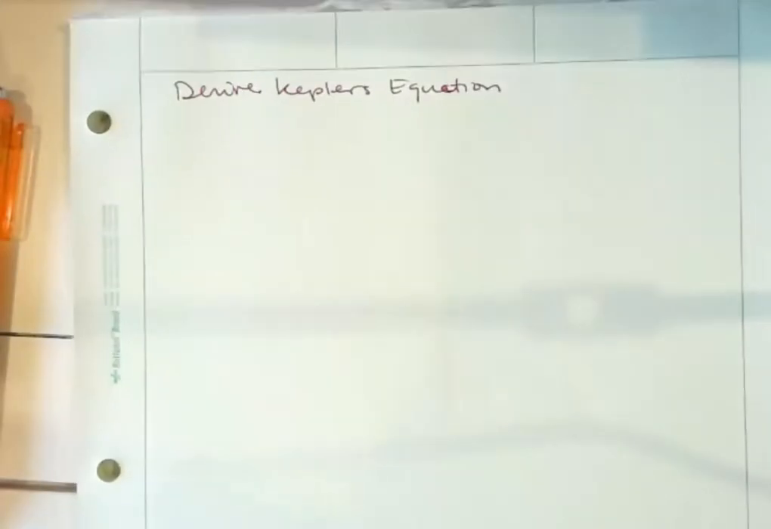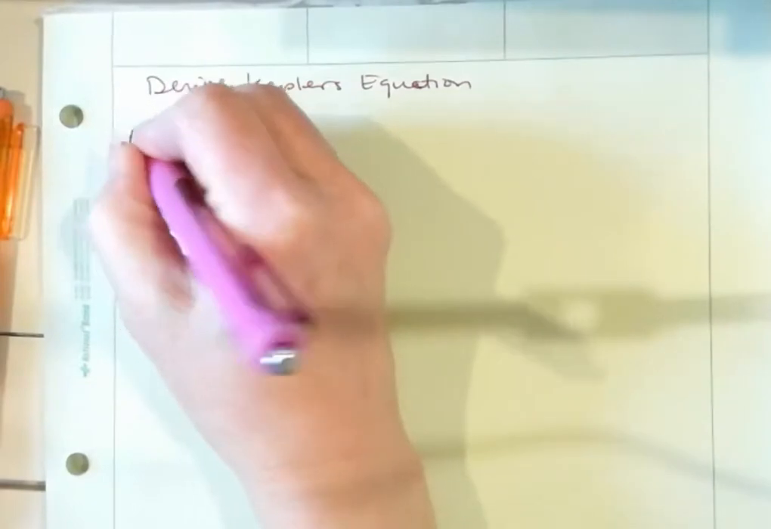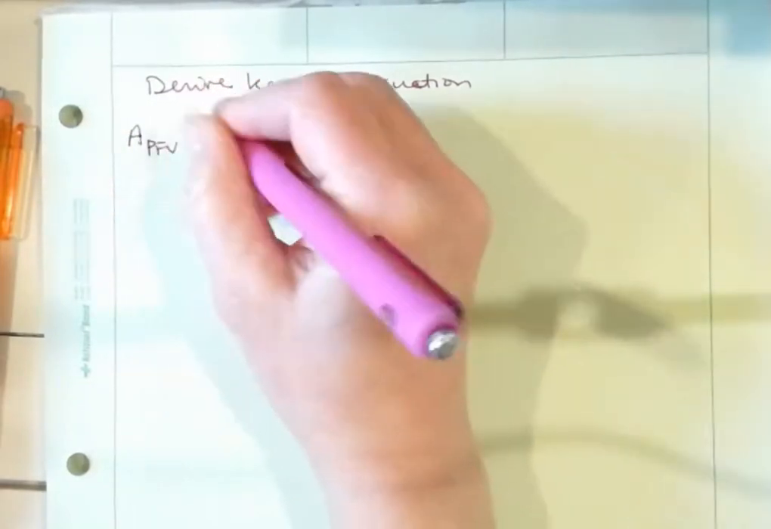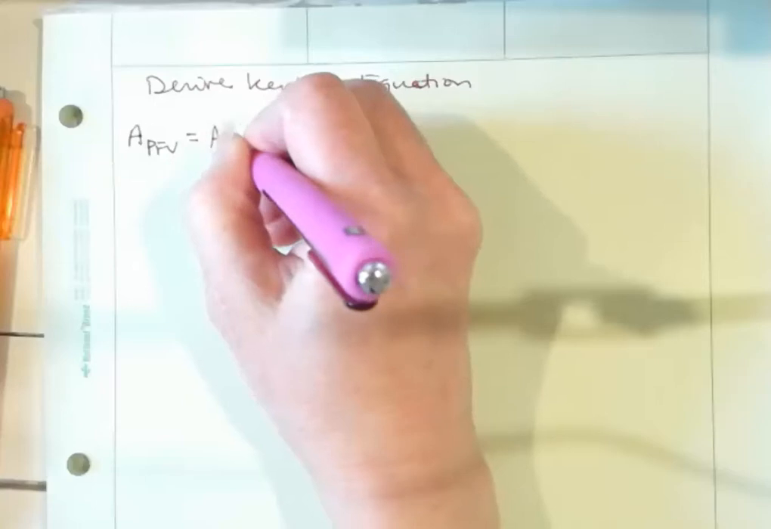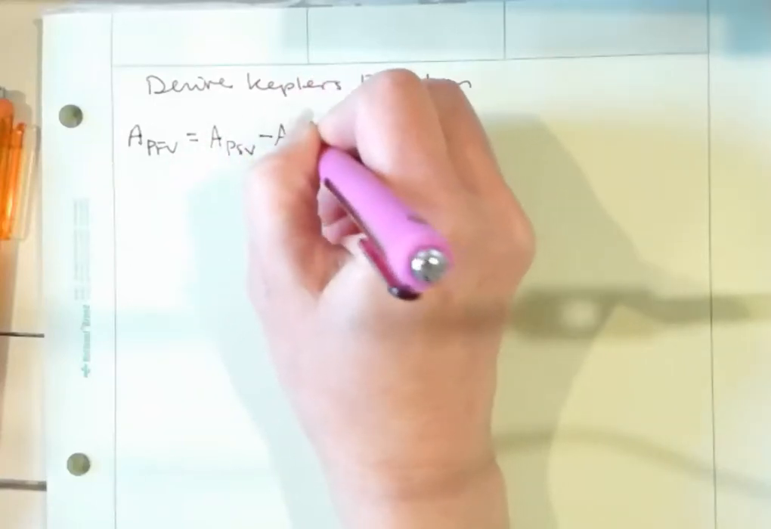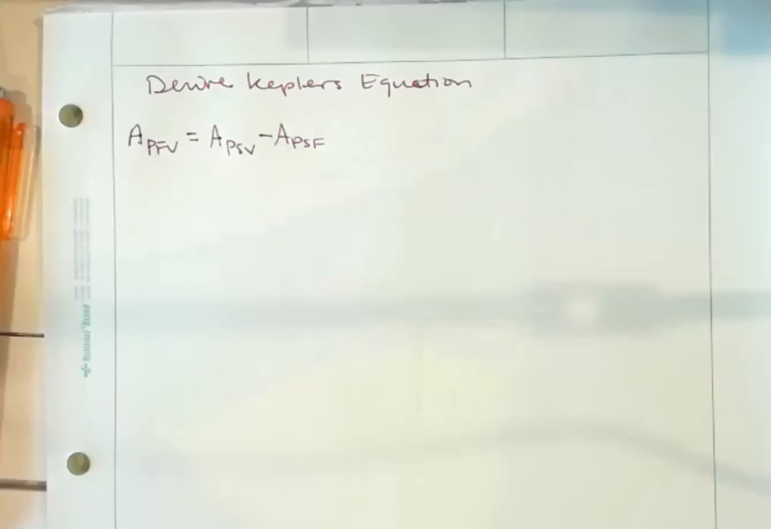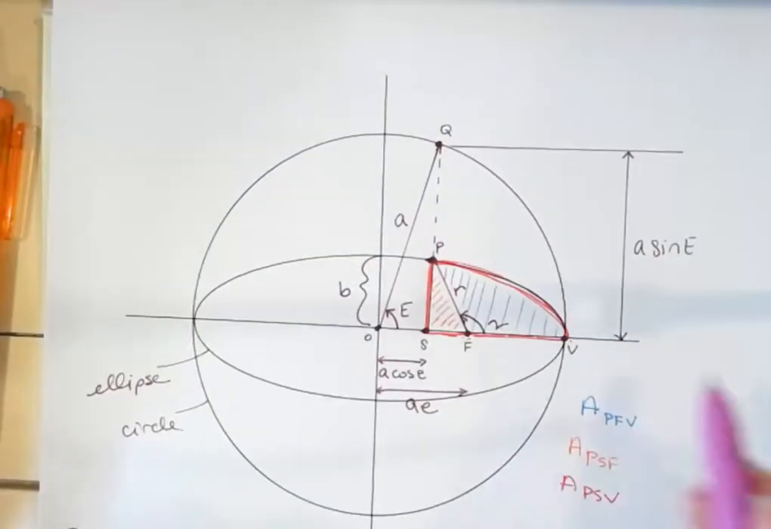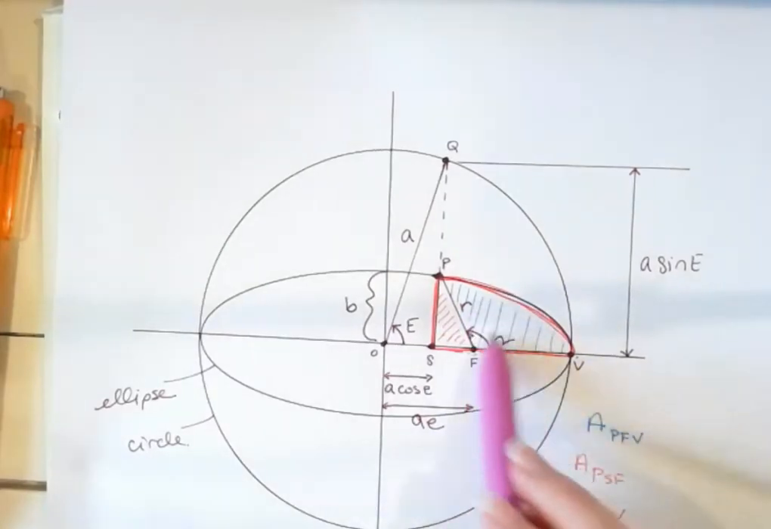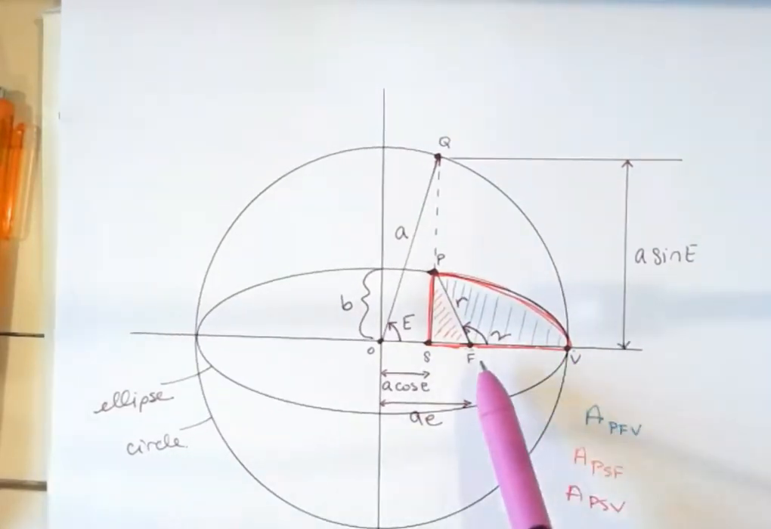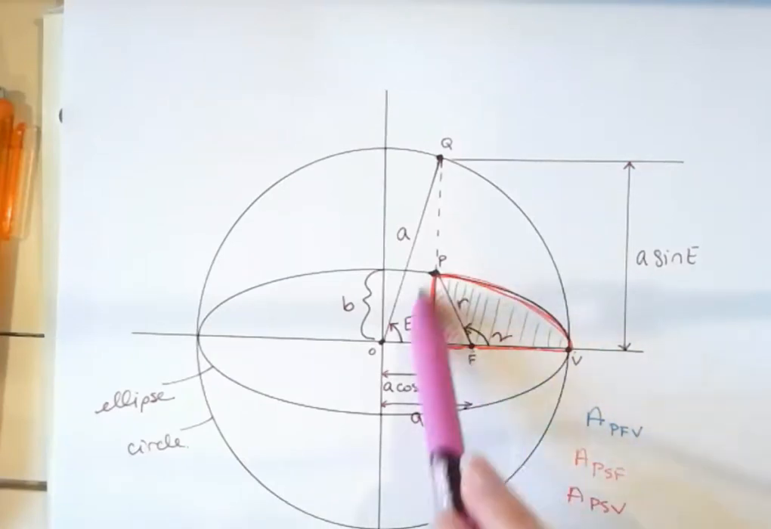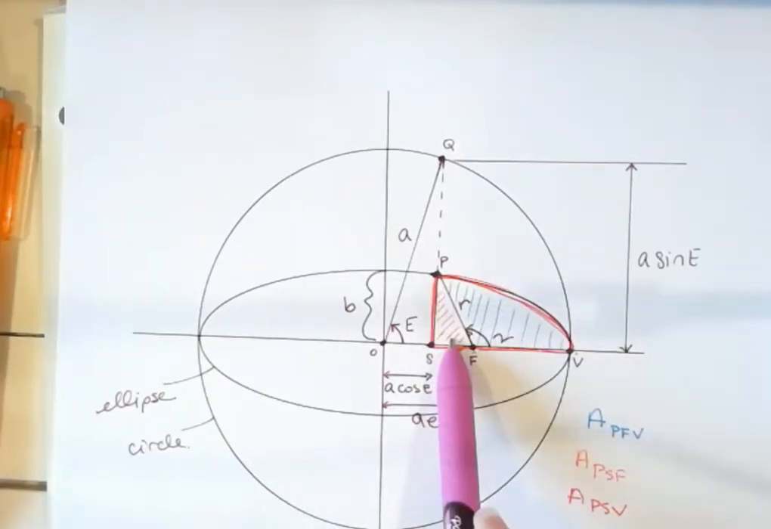So let's go to the next page. Keep this drawing in mind. Now what we're going to do is write an equation for A, P, F, V. So that's going to equal A, PSV minus A, PSF. That makes sense because if you look at this picture, PFV is this blue one, and that's got to equal the area of PSV, which is this big red area, minus this orange area. So that's all we did, just subtracting areas.